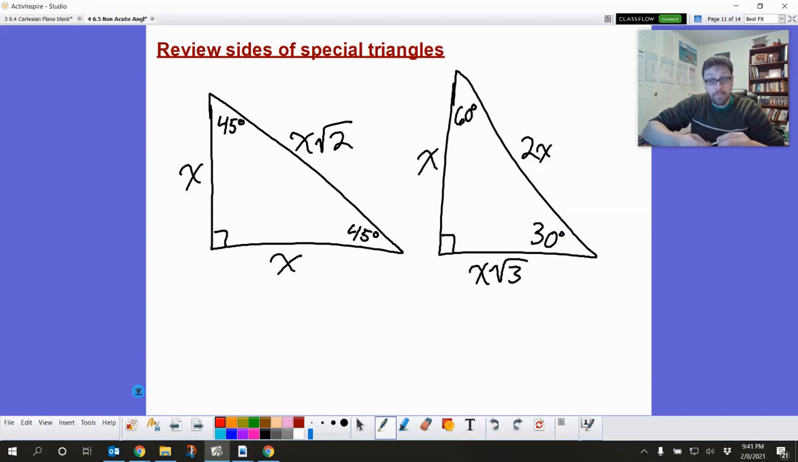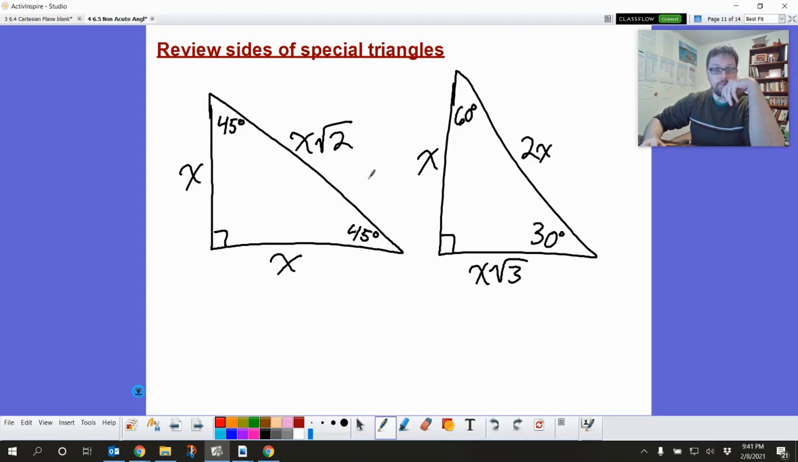Now, a quick reminder of these ratios. So 45, 45, 90 and 30, 60, 90 have particular ratios about them. So the hypotenuse is square root of 2. These two sides are identical. The one adjacent to the 30 degrees, I always remember, has got the square root of 3. The shortest side, the one across from the 30 degrees, is 1, or just an x. And then this side right here is always our 2x.